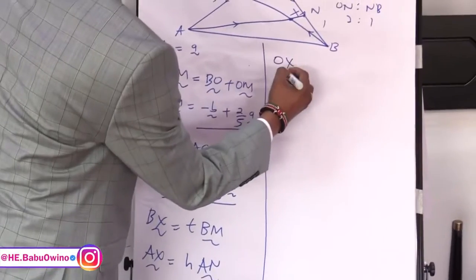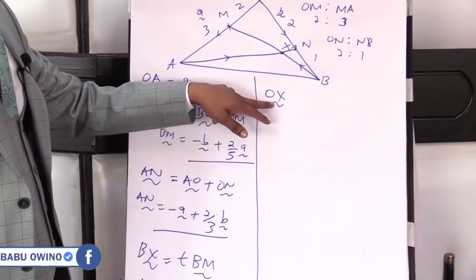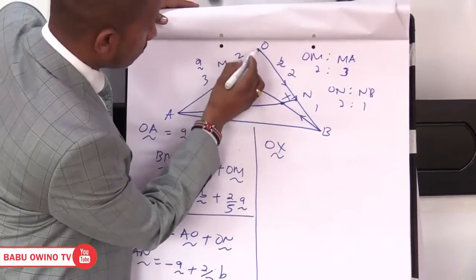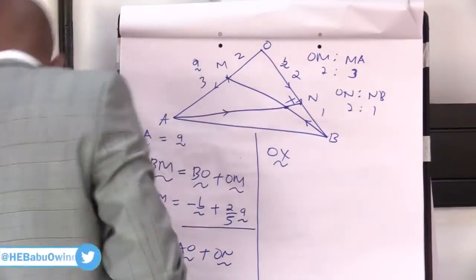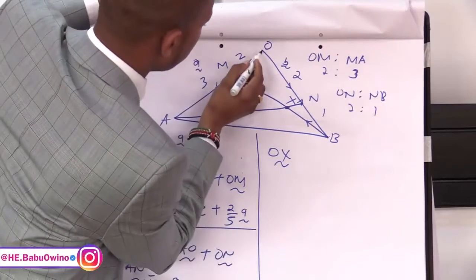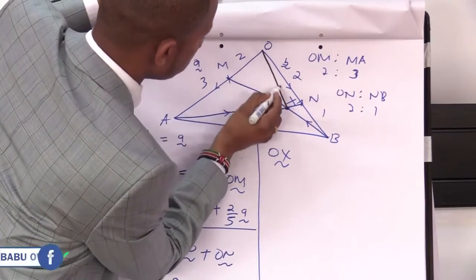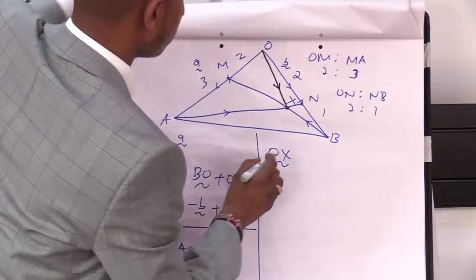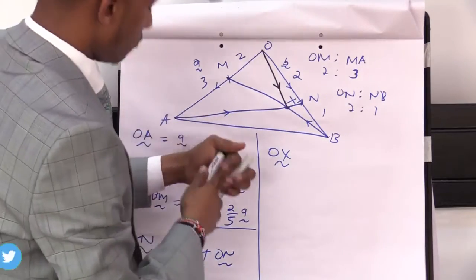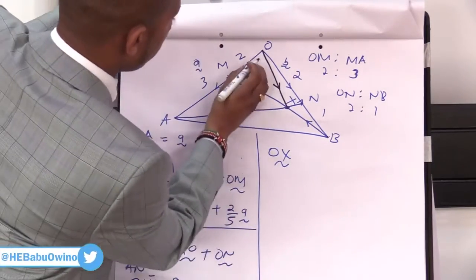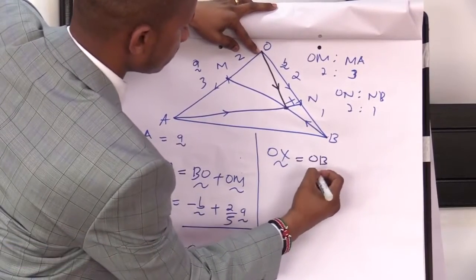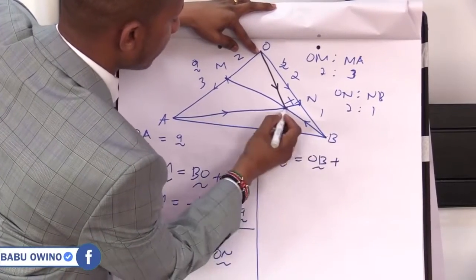So OX in two different ways. O to X, O to X. You just draw a line from O to X. So how do we move from O to X? We can move from O to X by moving from O to B and then moving from B to X.